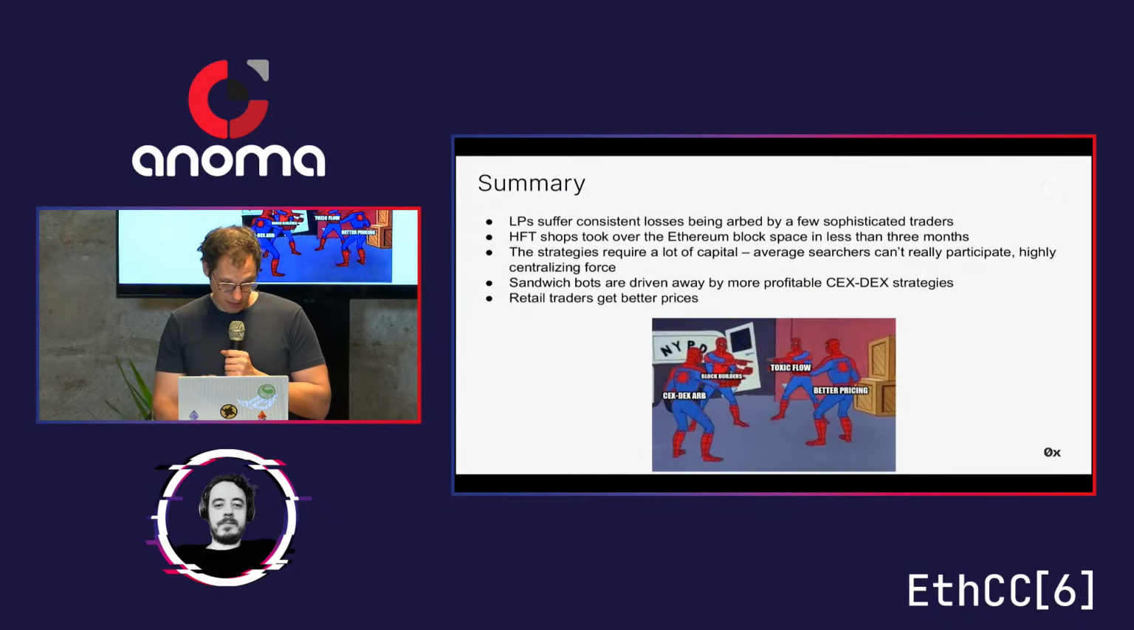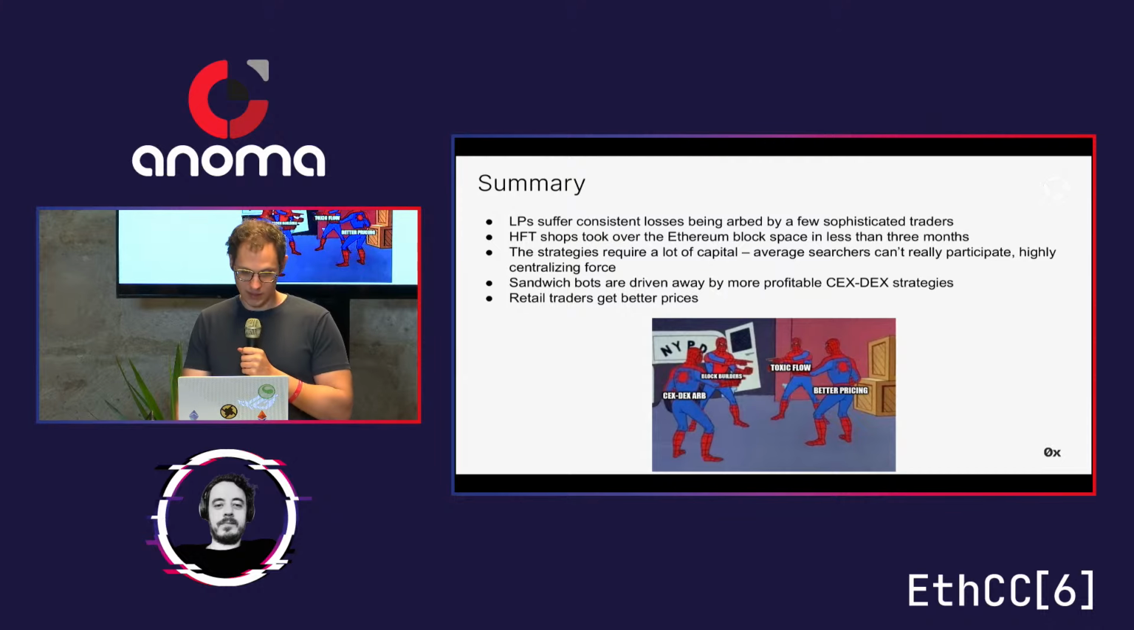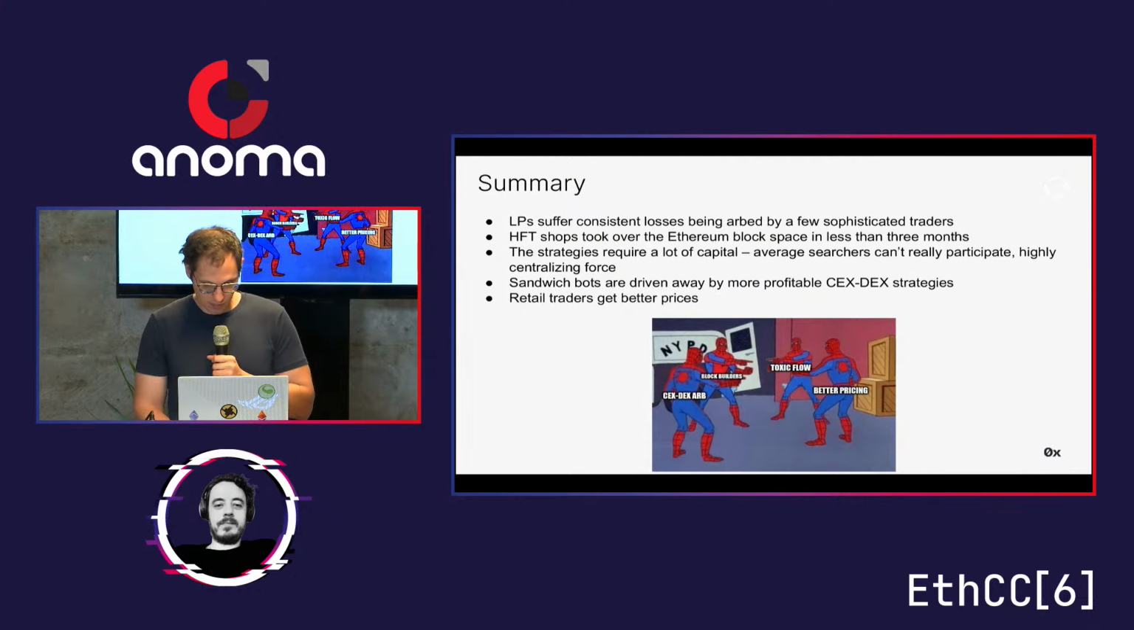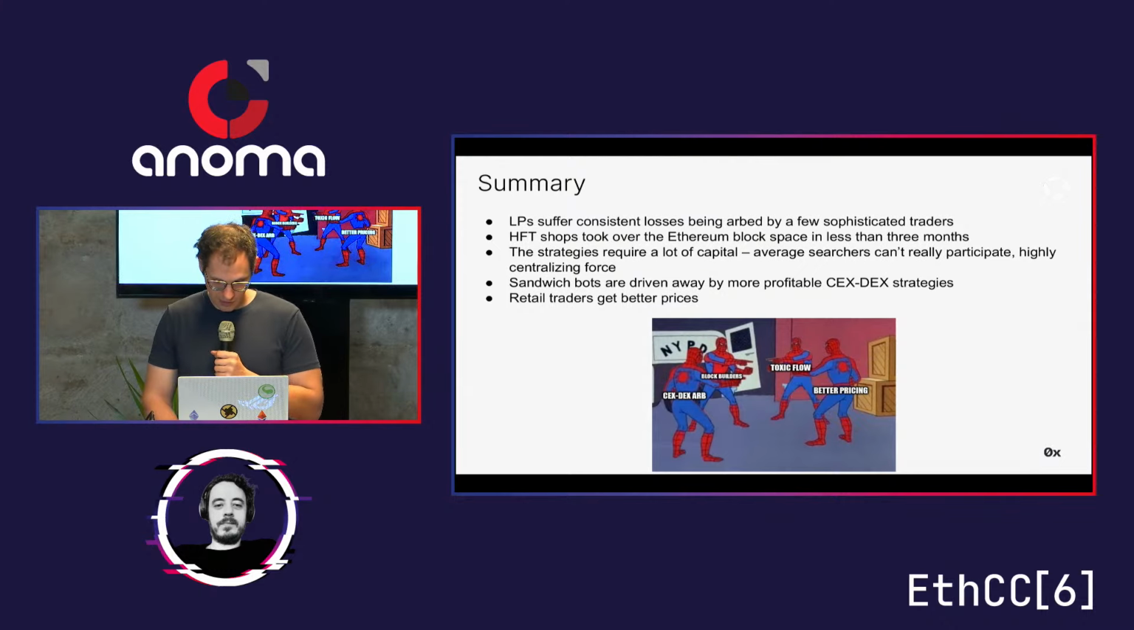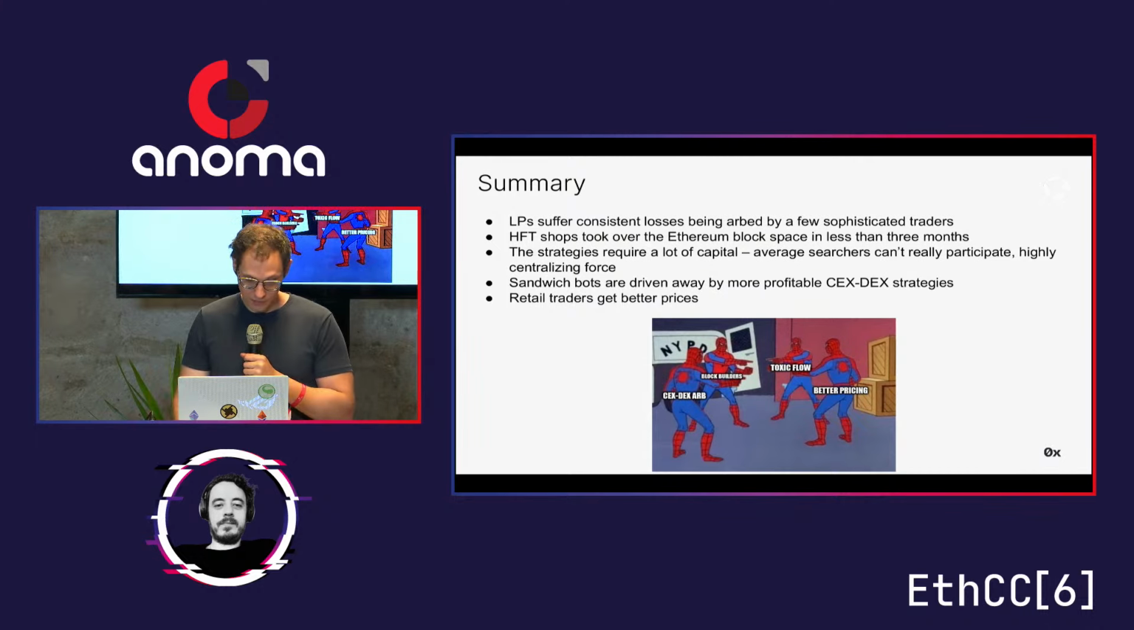So to summarize, the LPs suffer consistent losses and they are being arbed relentlessly by a few sophisticated firms. These high-frequency shops took over Ethereum block space in less than 3 months. These strategies require a lot of capital. Average searchers or arbitrageurs cannot really participate. And as in that example, it probably required at least $15 million of hard money to perform it. This is a highly centralizing force in Ethereum. And sandwich bots were actually driven away by more profitable strategies.